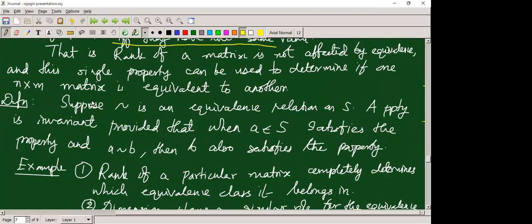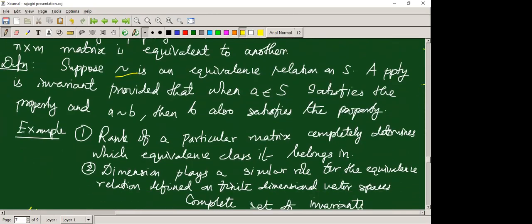So this gives the following definition. Suppose this is an equivalence relation on S. A property is invariant provided that when A belonging to S satisfies the property and A is equivalent to B, then B also satisfies the property. For example, the rank of a particular matrix completely determines which equivalence class it belongs in. So here the equivalence relation is equivalence of n by m matrices.